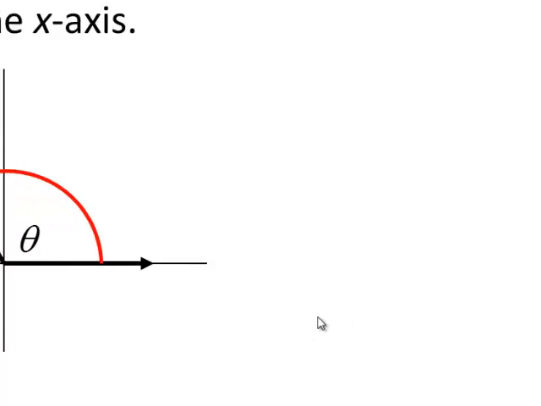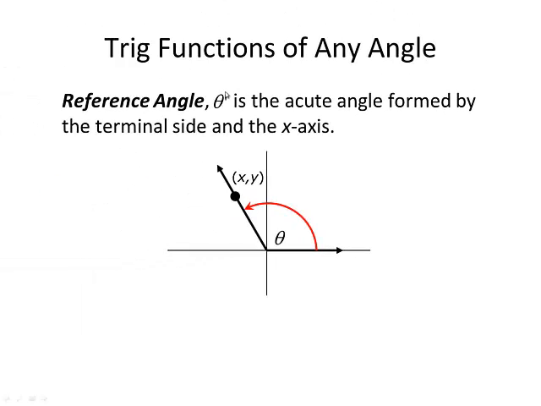Reference angles. A reference angle, theta prime, is the acute angle formed by the terminal side and the x-axis. Okay, so far in this class we've only talked about angles in quadrant 1, or acute angles, angles less than 90. All the trig functions we've been talking about were in quadrant 1. What if the terminal side is not in quadrant 1, it's more than 90? So now we're talking about trig functions of any angle.